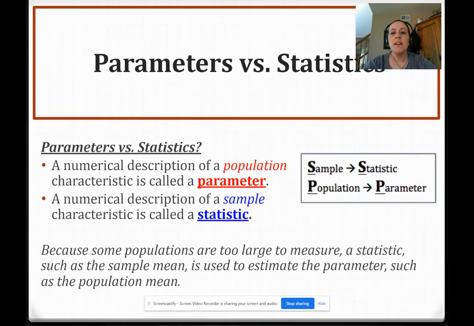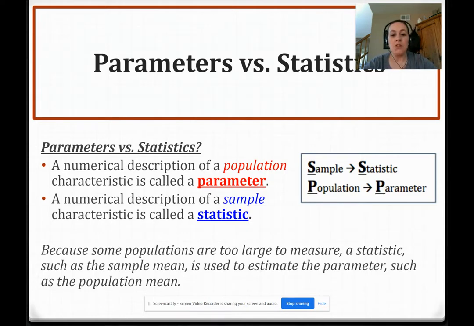Now we're going to move on to the difference between parameters versus statistics. Parameters and statistics are very similar in that they're both a numerical measurement. However, a numerical description of a population specifically we refer to as a parameter, and if we have a number that is describing a sample, we call that a statistic. A simple way to remember that is the S's go together and the P's go together. Samples have statistics, populations have parameters.